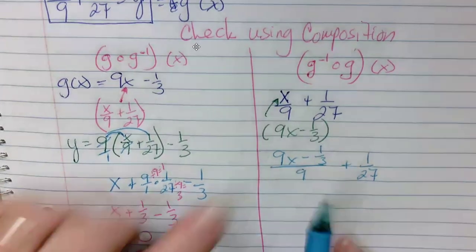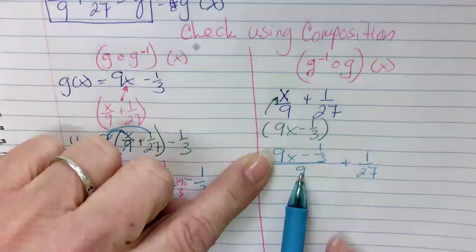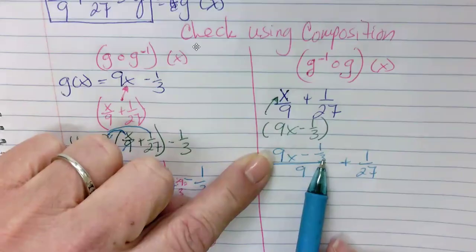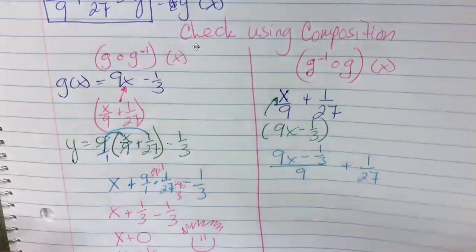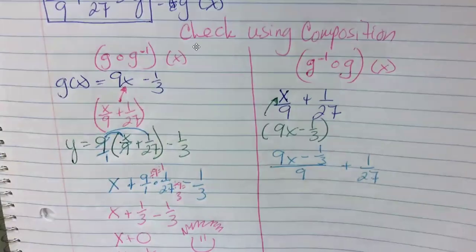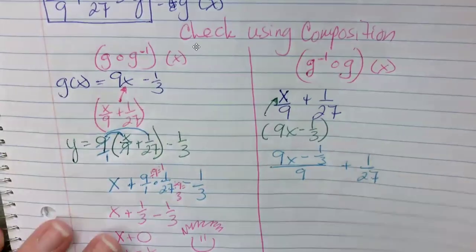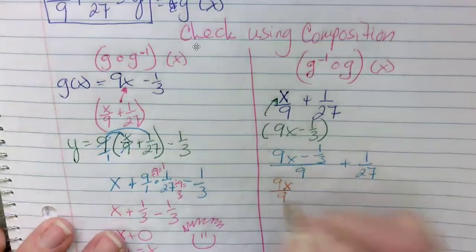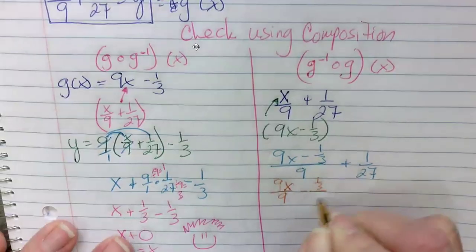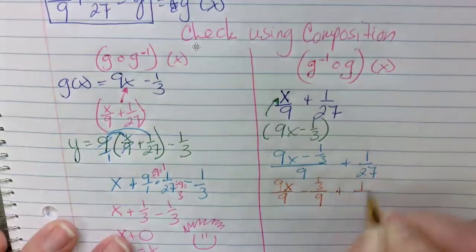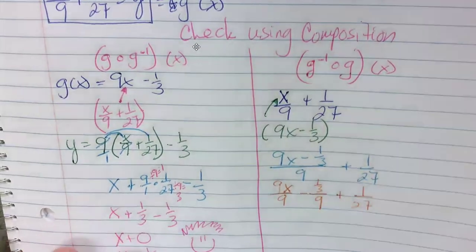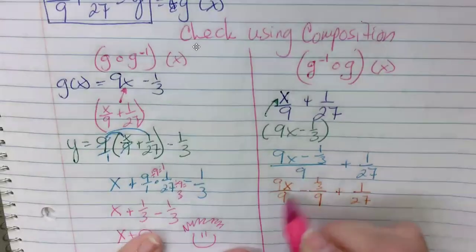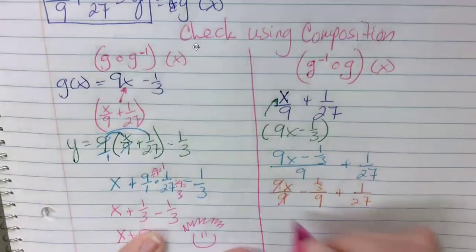Now I can see that I have a 9 and a 9. I would love for those to cancel out, but I can't do it because it doesn't cancel out with the 1/3. So let's separate it. Let's just do the 9 under each term instead of under the whole section. So doing that, we would get 9x over 9 minus 1/3 over 9 plus 1 over 27. This part is beautiful because the 9 and the 9 create 1, so we get x.